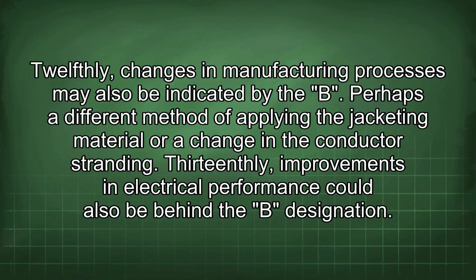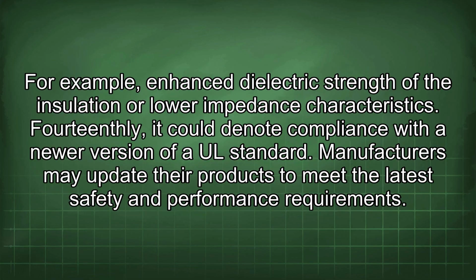13thly, improvements in electrical performance could also be behind the B designation. For example, enhanced dielectric strength of the insulation or lower impedance characteristics. 14thly, it could denote compliance with a newer version of a UL standard. Manufacturers may update their products to meet the latest safety and performance requirements.